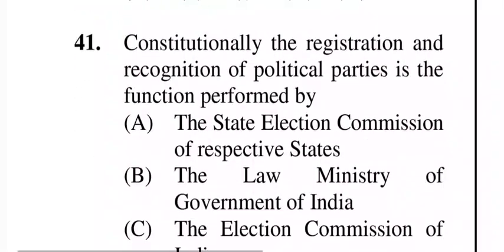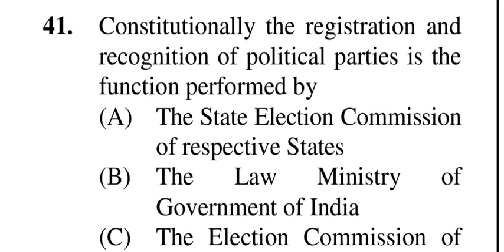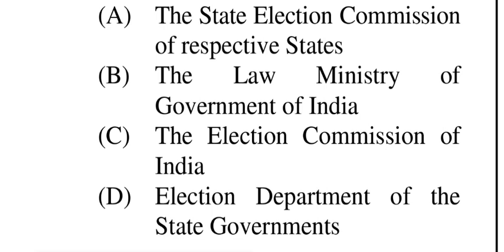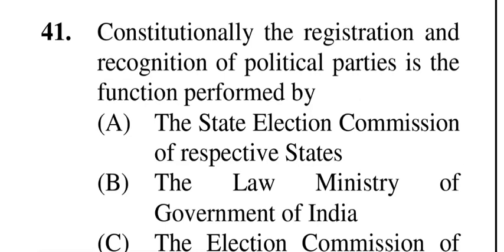Moving on, 41, it says, constitutionally, the registration and recognition of political parties is the function performed by whom? A. the State Election Commission of respective states, B. the Law Ministry of Government of India, C. the Election Commission of India, D. Election Department of the state governments. The correct option will be the Election Commission of India.